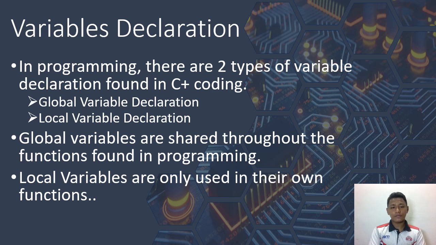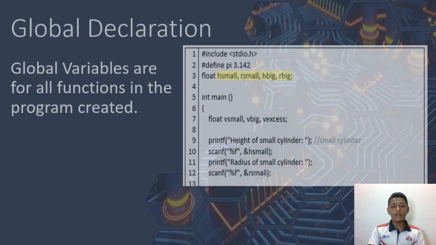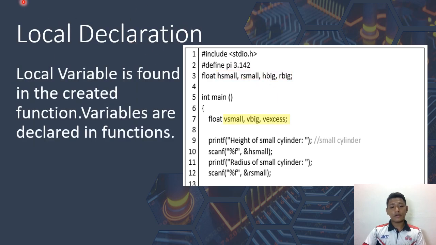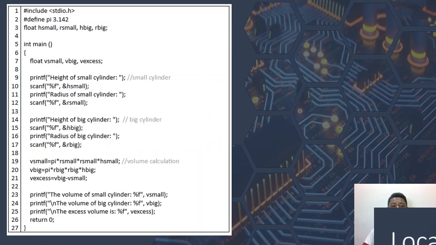For example, for global declaration, you can see here, I highlight it here, it is outside a function or more precisely the main function. So these are the variables h small, h big, r big. Meanwhile, for local declaration, it will be inside functions. As we can see, v small, v big, and v excess here. Next, this is an example of coding or C programming.